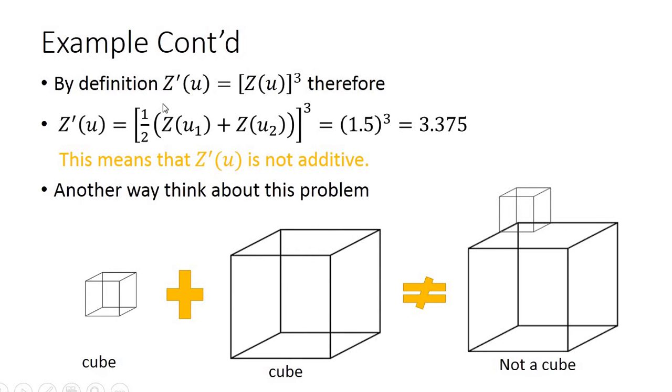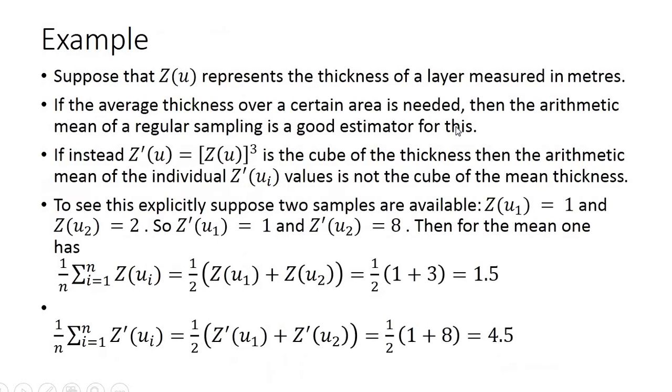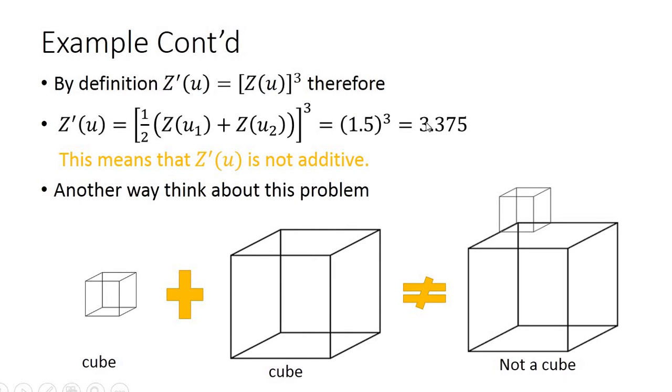So by definition, a cubed mean is given by this. Therefore the mean cubed for this one will be 1.5 cubed, which is different from 4.5. So if I cube this value, it does not give me this one. So additivity on cubes does not hold, hence we can't add those cubed values.